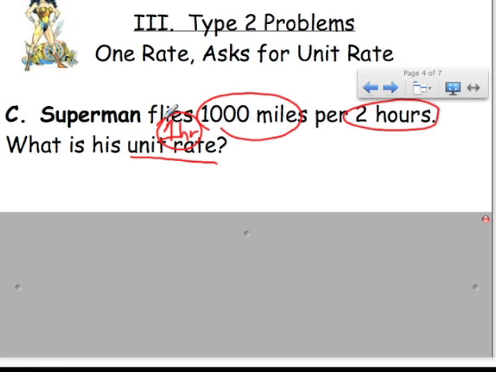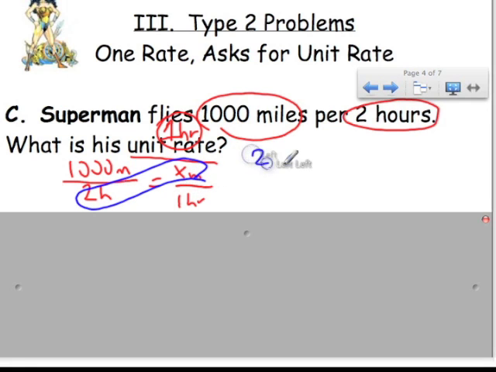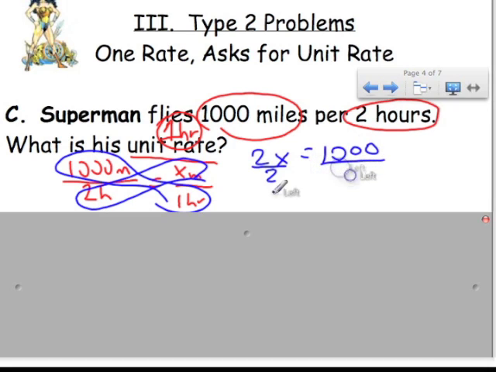In order to solve this, again, I'll write one proportion, 1,000 miles over 2 hours equals x miles. We want to figure out how many miles he'll go in 1 hour. First step is to write the proportion. Second step is to now solve. I have 2x equals 1 times 1,000, that's just 1,000. Divide by 2, and I know that x equals 500. And so what that means is if he goes 1,000 miles in 2 hours, in 1 hour, he will go 500 miles.